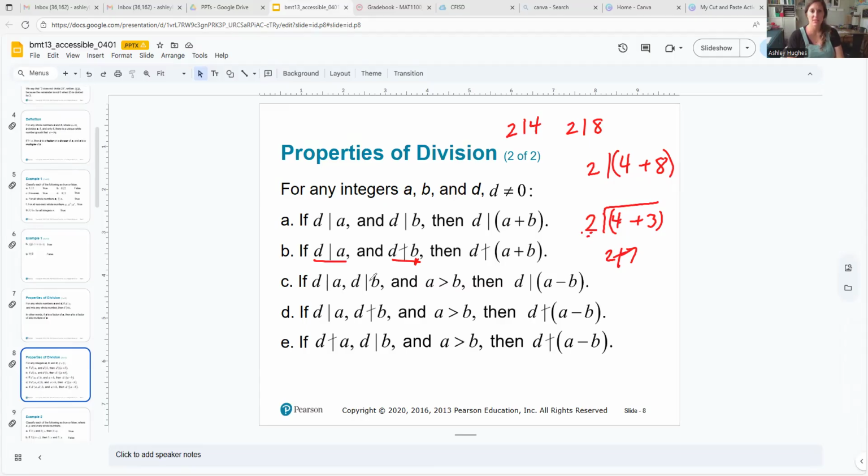If d goes into a, d goes into b, and a is greater than b, then d goes into a minus b. But in this case, this would be a negative number, so that's why the second one is false.